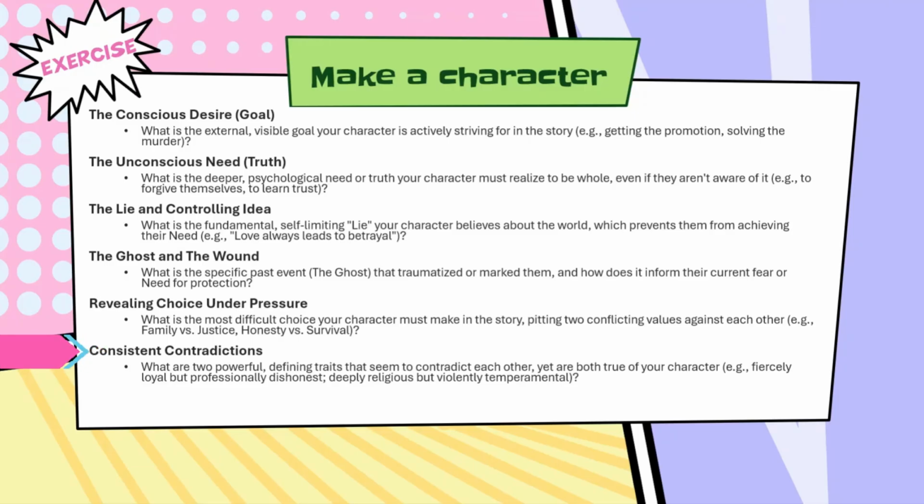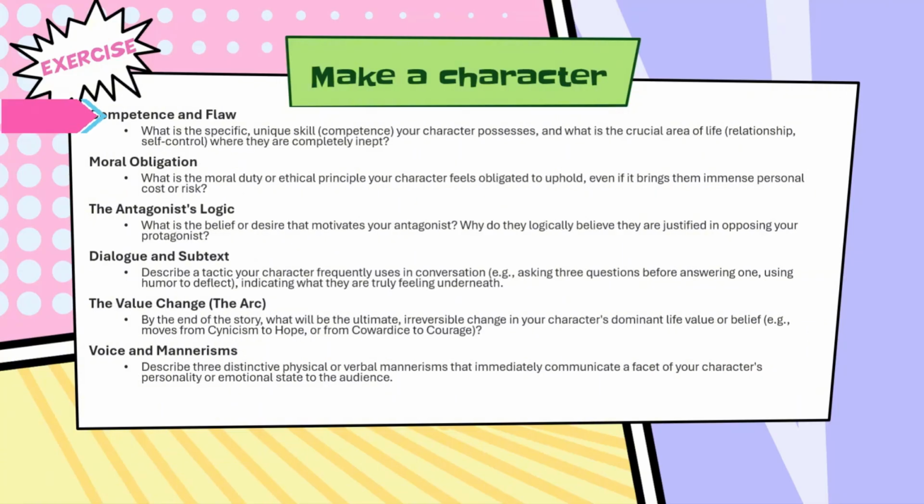Consistent contradictions. Everybody's got contradictions. We wish we didn't, but we do. These are a part of life, so make sure to write those in so your character has depth. Next slide, we have competence and flaw. Your character is great at something, they're really competent, and they have a flaw. They could be related, could be not related. They might be conscious of them, might not be conscious of them.